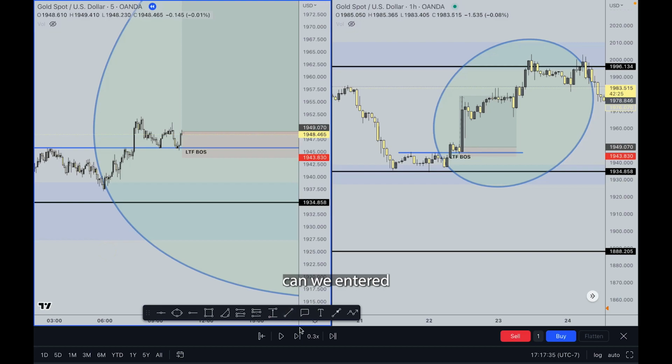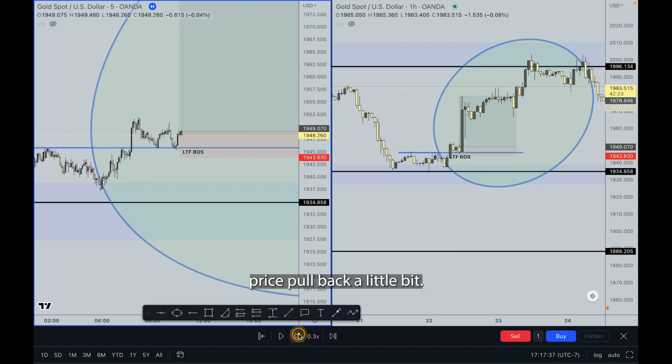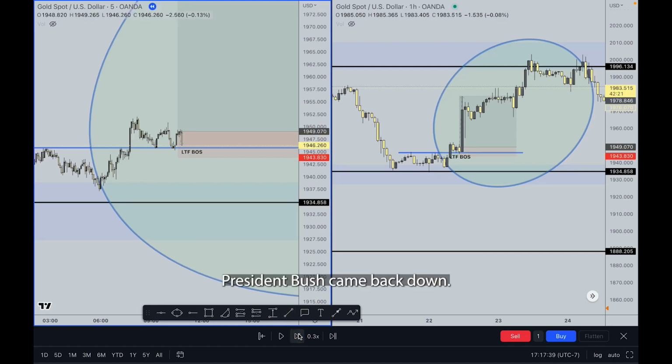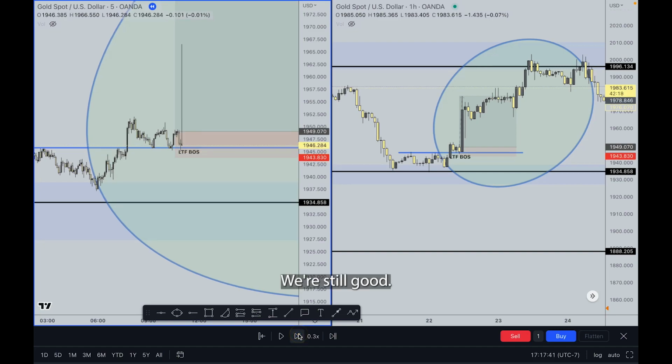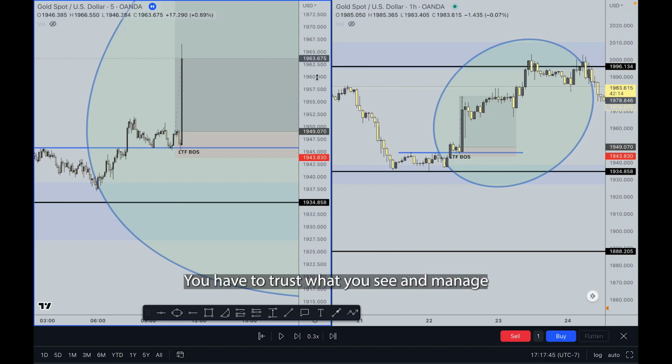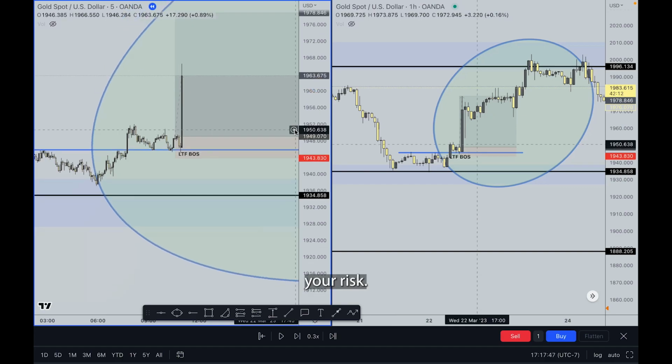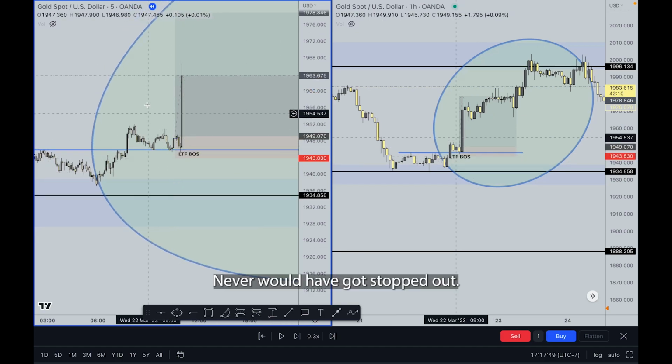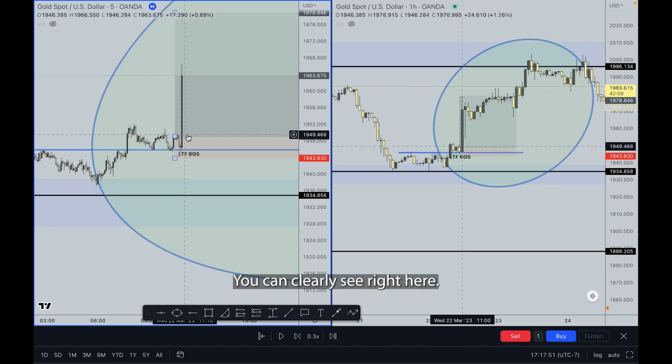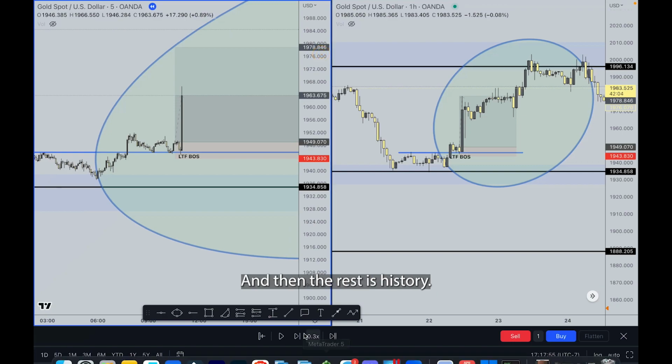Okay, we entered. Price pulled back a little bit. Price moving bullish. Came back down. We're still good. Boom. See? We're fine. You have to trust what you see and manage your risk. Never would have got stopped out. You can clearly see right here. Nice, clean impulse trade. Break of the highs and took off. And then the rest is history.